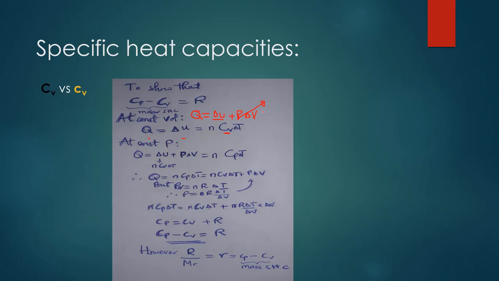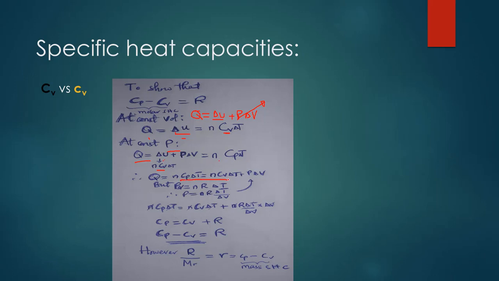But at constant pressure there is work done. So Q equals change in internal energy plus P change in volume, which is work done, and that is equal to n moles times the molar specific capacity at constant pressure times change in temperature. So this one is at constant pressure. So if from the previous case internal energy is equal to nCV change in T, you substitute here nCV change in T. So Q becomes nCV change in T plus P change in V. Remember this was Q at constant pressure, which is nCP times change in T, as here.